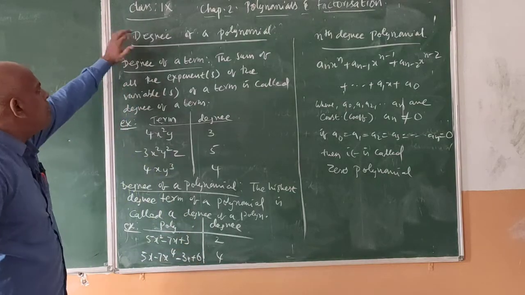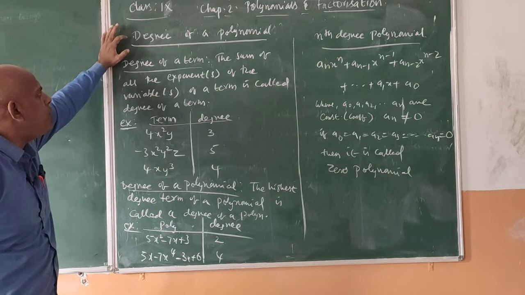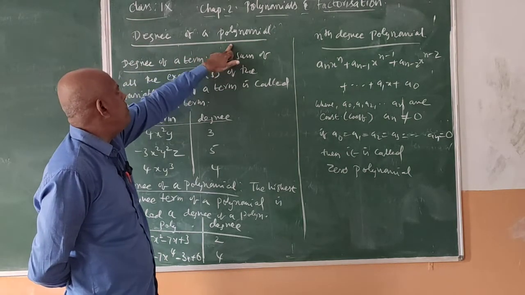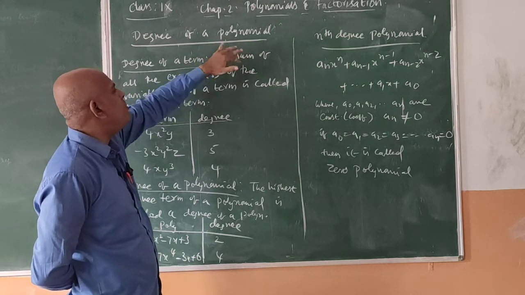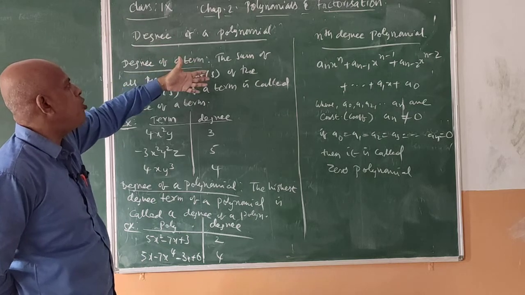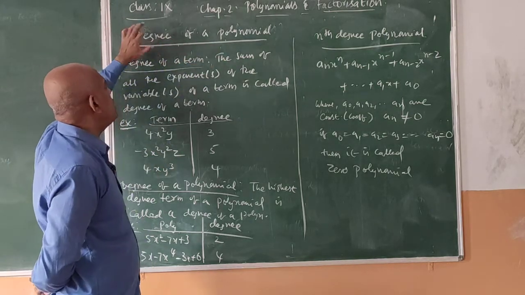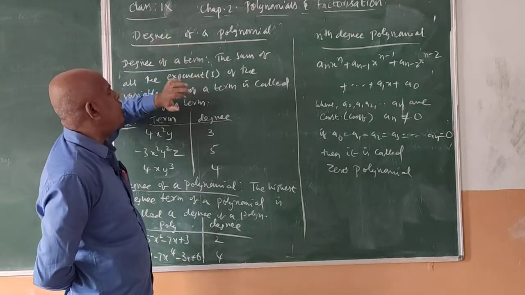Right, students. Now let us go to the next concept in this chapter: degree of a polynomial. Based on the degree of a polynomial, we are going to name the polynomial. Based on the number of terms also we name the polynomial. We will discuss that later. First of all, we will learn the concept of degree of a polynomial.